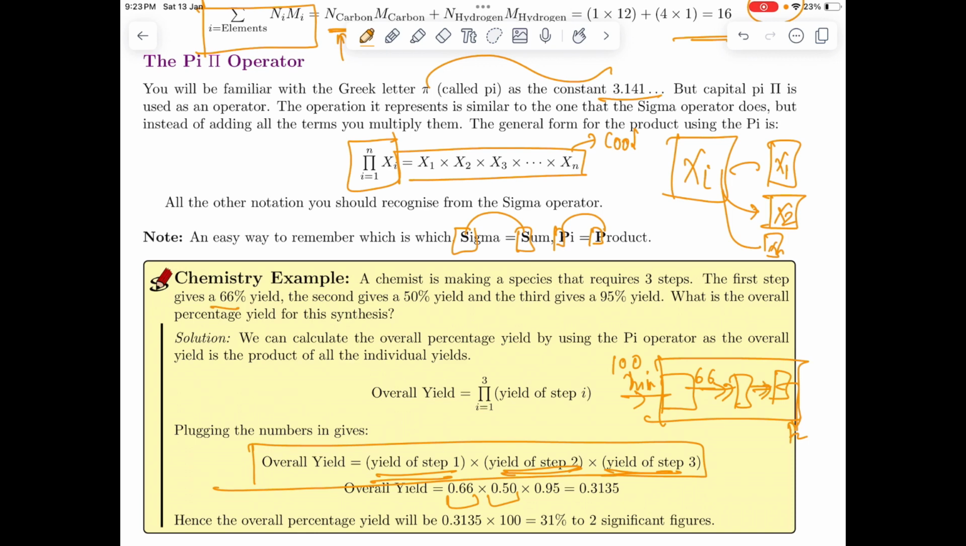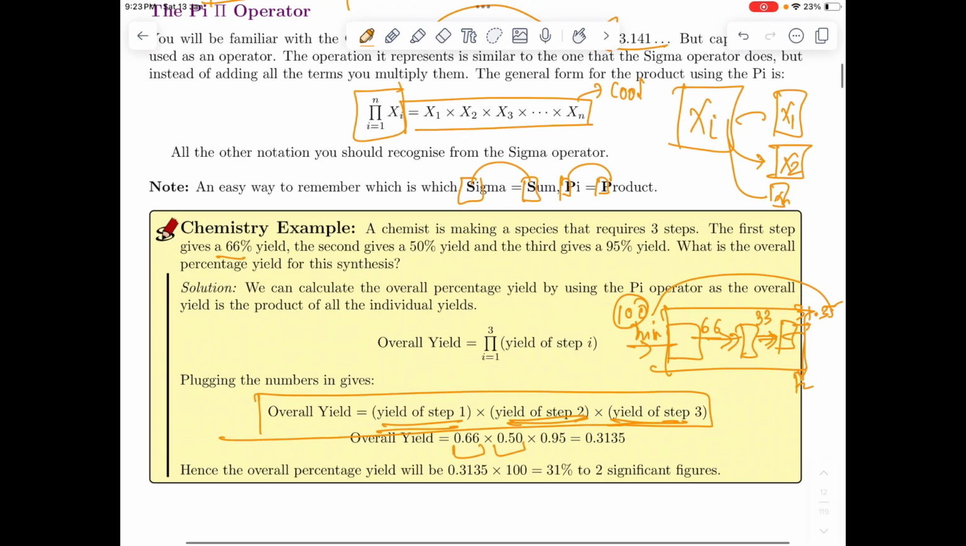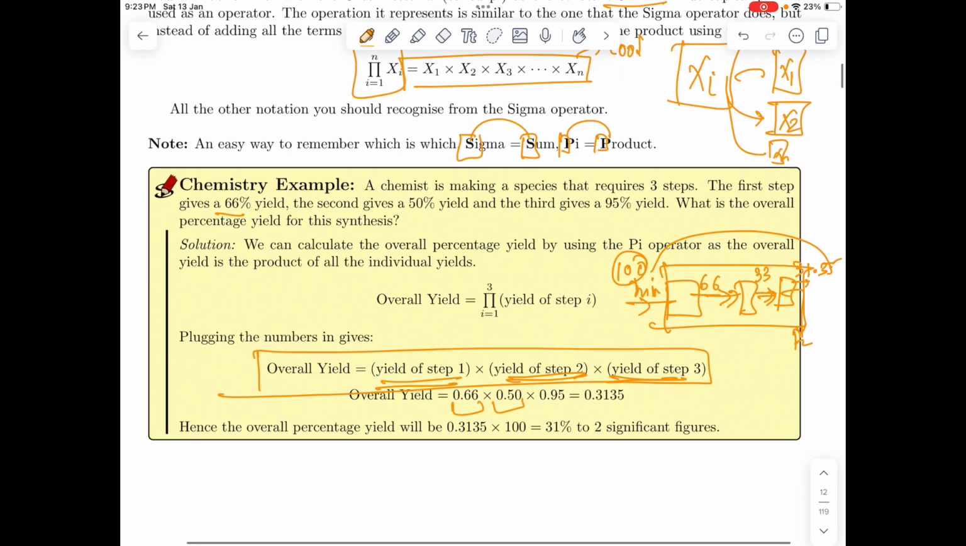So first, let's say 100 units go inside. After the first processing, you get 66 units. Thereafter, you get 50% of 66, so 33. And then you get 95%, which is approximately 31.35. So from 100 units, the final answer is 31.35 as the final yield.